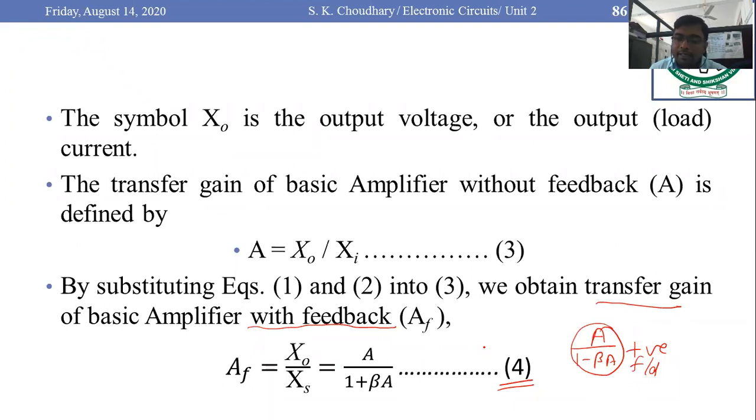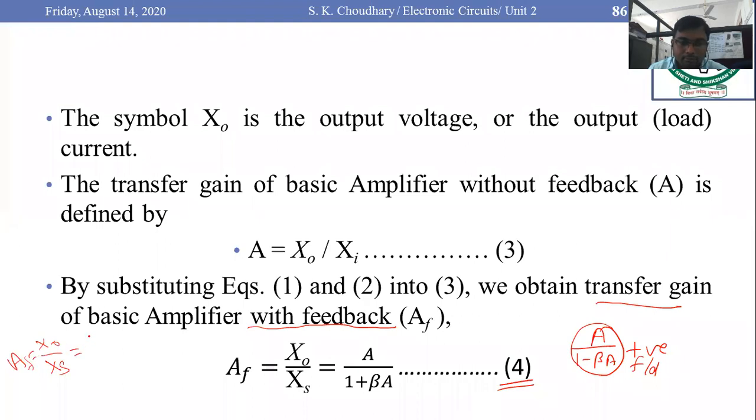So is everyone clear how this equation has been generated? Anyone has any doubt? It is very simple. If you are going to derive this equation, you can easily derive it. AF is what? X naught upon XS. That is your AF.